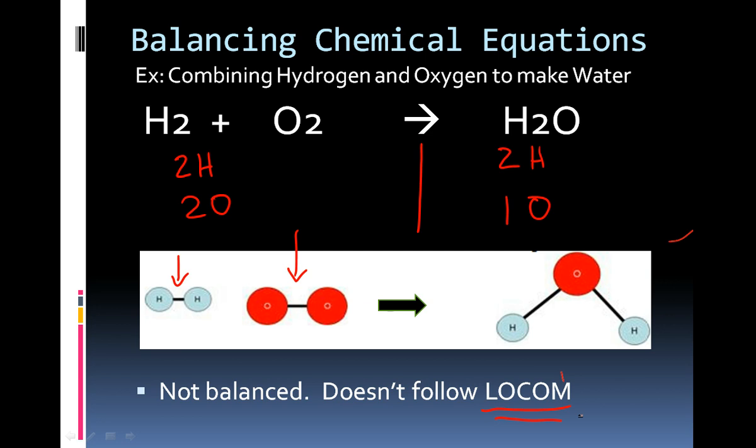Now, we could do a couple of things incorrectly. One incorrect thing would be to add a little 2 over here. Now that's no good, because now we change water into a totally different substance. That's hydrogen peroxide. We can't do that. We can't just change our substance, so that's not how we're going to balance it.